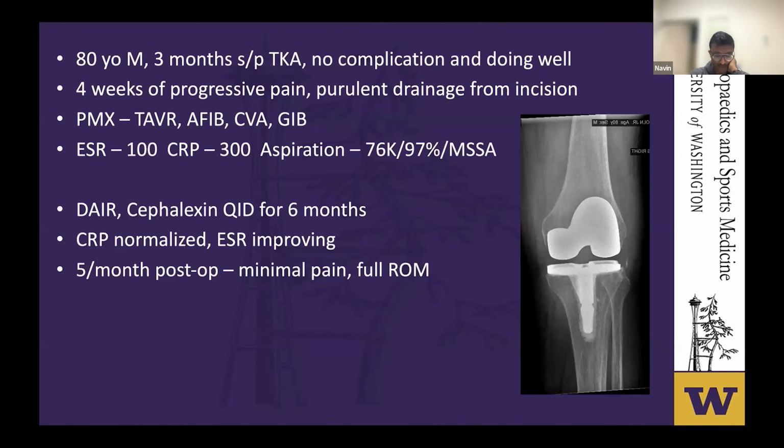So a lot of conversation was had amongst the joints partners regarding best treatment for him, with some disagreement. But my feeling, based on the morbidity involved in resection, the patient's surgical risk, as well as timing from the index procedure, was that an attempt at least at DAIR was reasonable. So he did undergo an I&D and poly exchange, and the plan is for Keflex QID for 6 months. Currently, his CRP is normalized and his ESR is improving, approximately 5 months post-op with minimal pain, full range of motion. So obviously this still represents short-term follow-up.